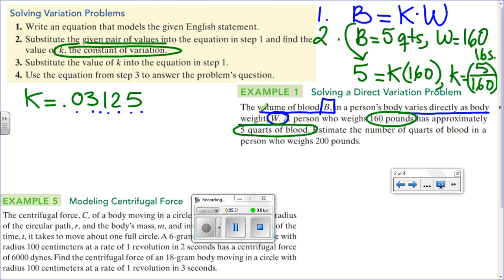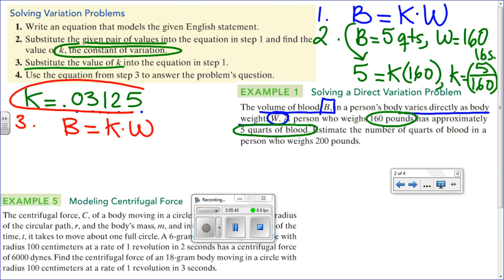So then if we move on to step 3, which is now substitute K, right? Substitute K into the equation. So our model here from number 1 used to be B equals KW. So now we know what K equals from here. So we're going to turn that equation into B equals 0.03125 W.